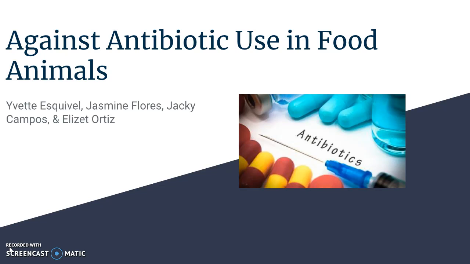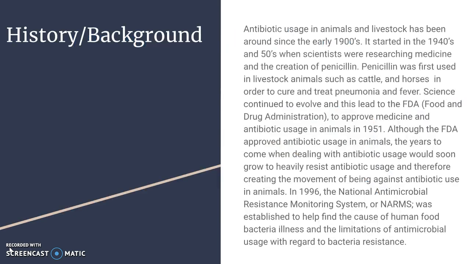And this is our first part of our animal science project against antibiotic use in food animals. To start off, I decided to do 1 through 3 on our checklist, and this is the history and background. Antibiotic use in animals and livestock has been around since the early 1900s. It started in the 1940s and 50s when scientists were researching medicine and the creation of penicillin.